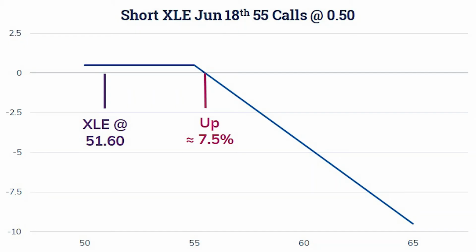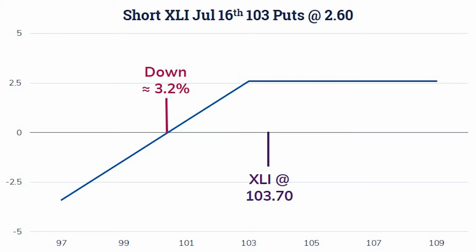On the short side, where the volatility was kind of expensive, I mentioned energy. Somebody sold just over 24,000 of the June 55 calls on XLE, took in 50 cents. XLE was at 51.60 at the time. The result is a break even up about 7.5%. And then checking in on the industrials, XLI this morning when it was at 103.70, somebody came in and sold the July 103 puts, standard July 103 puts for 260. Break even on that trade is down about 3.2%.